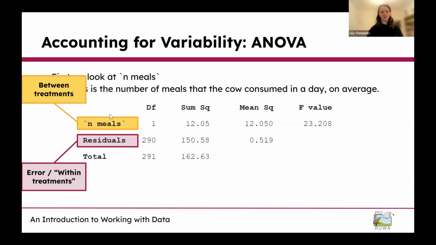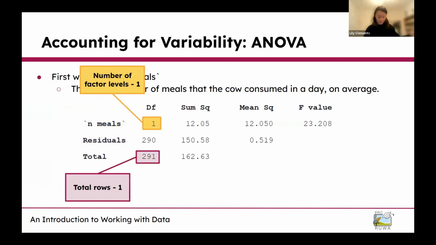And then our number of meals looks at that variation between different levels. So between having no meals, 1 meal, and 2 meals, what is the variation between those 3 different levels? And then we have residuals, which is our within error, our leftover, as I said before. So for those who are on 1 meal a day, that's the variability within that group.